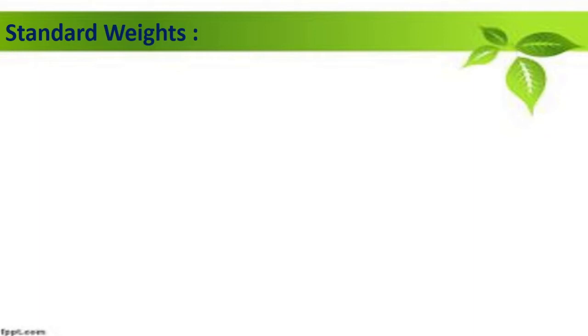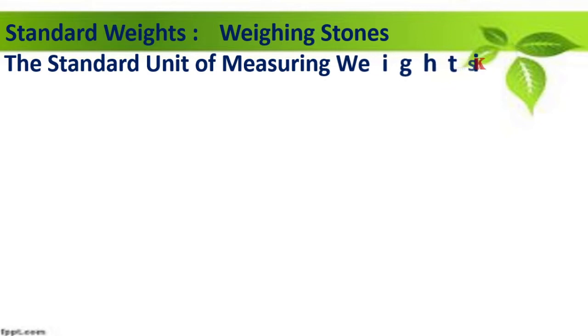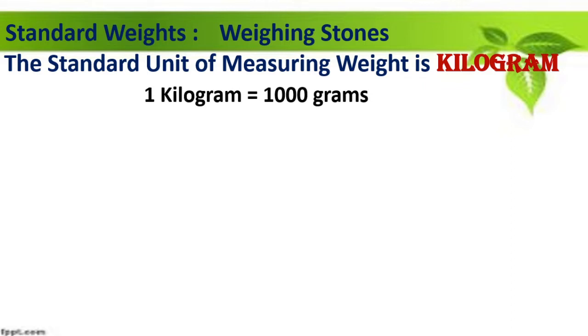Standard weights. Okay, we use standard weights or weighing stones to measure the mass or weight of an object. Now here the standard unit of measuring weight is kilogram. Remember this, the standard unit of measuring weight is kilogram. Here also 1 kilogram is equal to 1000 grams. You know that kilo is nothing but 1000. So 1 kilogram is equal to 1000 grams.